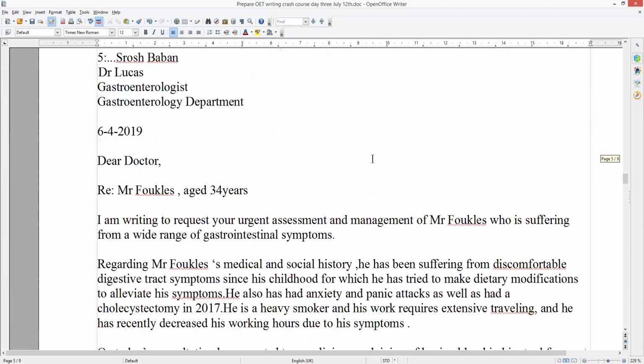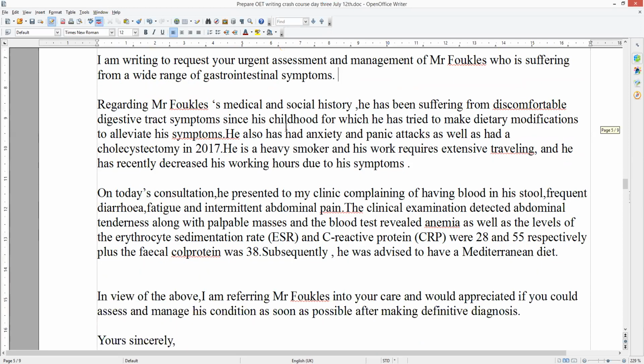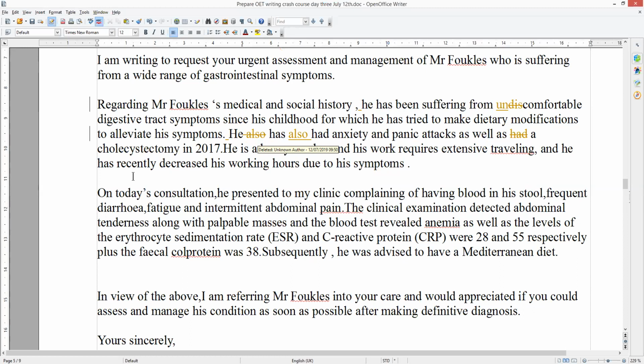Okay, let's have a look. Writing to request your urgent assessment management, Mr. Foucault's, who was suffering from wider gastrointestinal symptoms. That's good. Mr. Foucault's medical history. He has been suffering from uncomfortable digestive tract symptoms since his childhood, which was trying to make dietary medication to alleviate his symptoms. He has also had anxiety and panic attacks, as well as a cholecystectomy in 2017. He's a heavy smoker and his work requires extensive traveling, and he has recently decreased his working hours due to his symptoms.